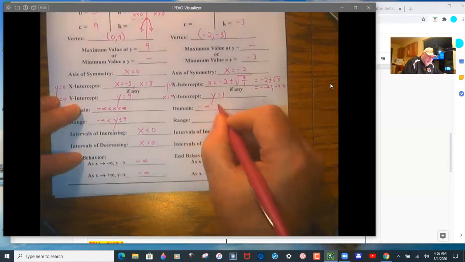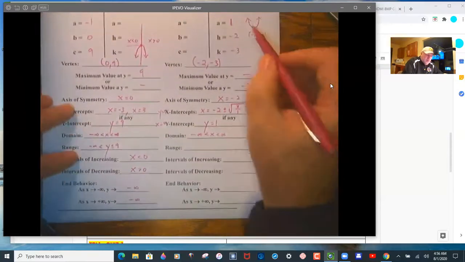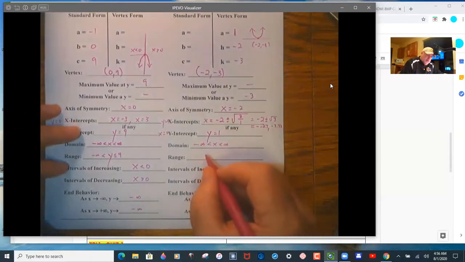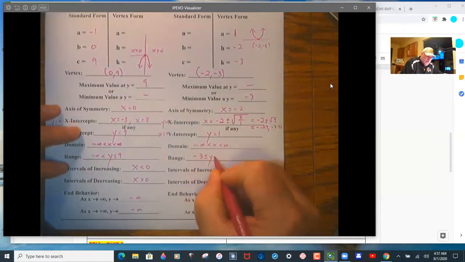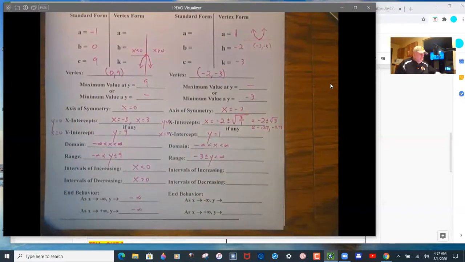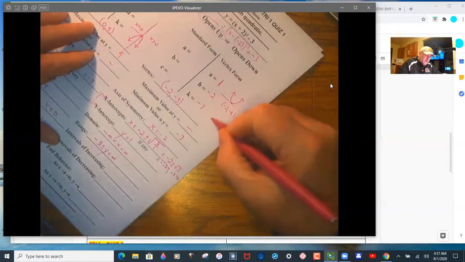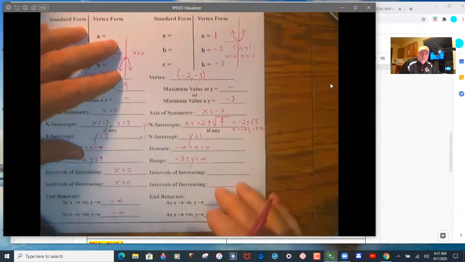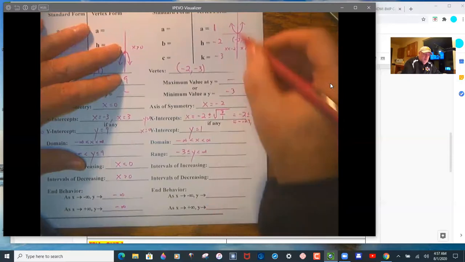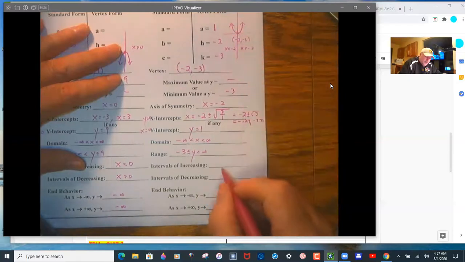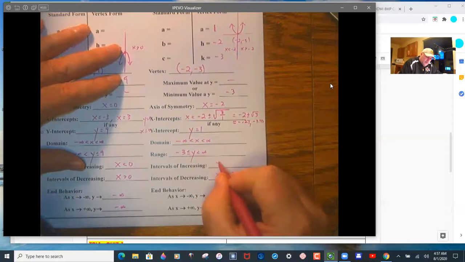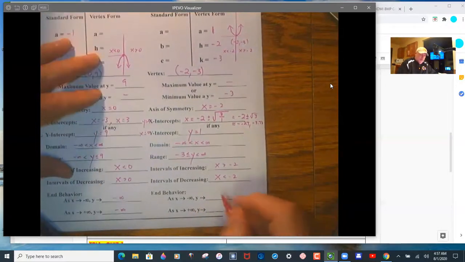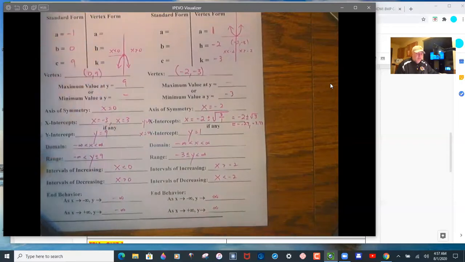Domain is all reals. Range, so we would have the bottom of the box going through there. So that means on the left side, -3. And then intervals of increasing and decreasing. So we do this. And so this is less than -2, greater than -2. So trace it. Decreasing is less than -2. Increasing is greater than -2. And end behavior, both of the arrows are going up. So positive infinity.